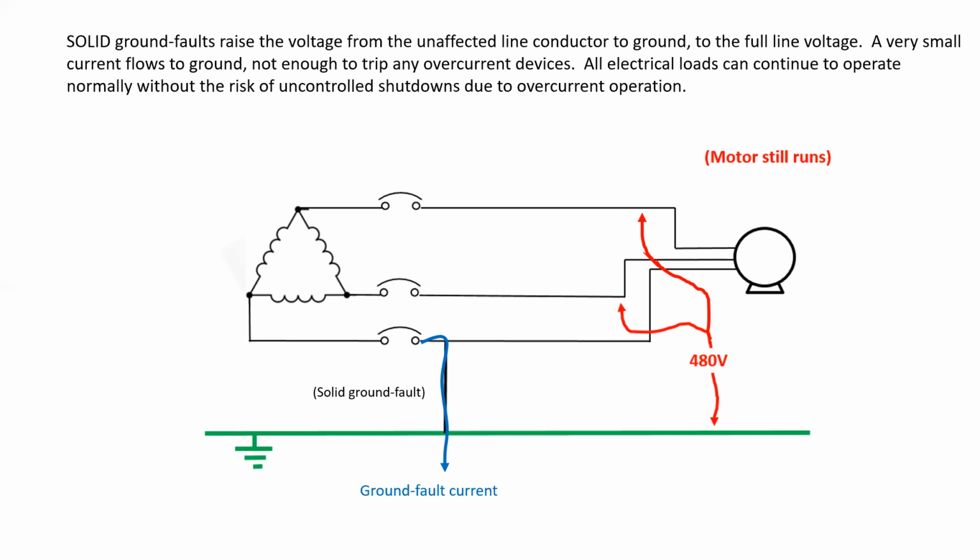Now, all electrical loads can continue to operate normally without the risk of an uncontrolled shutdown due to the automatic operation of an overcurrent device. And this is seen as a good thing. In industrial environments where an unplanned shutdown could cause catastrophic failures of different types of process controls, it's optimal if we don't have to shut everything down.